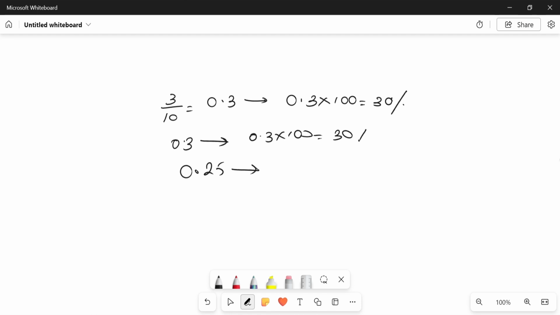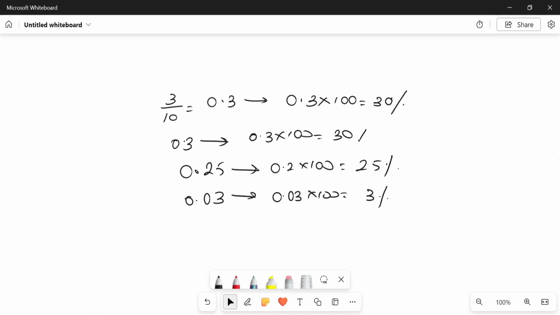0.25 into 100, that is 25%. 0.03 into 100, 3%. So, whether it's an ordinary fraction or decimal number, you can convert them into percentage by multiplying 100.